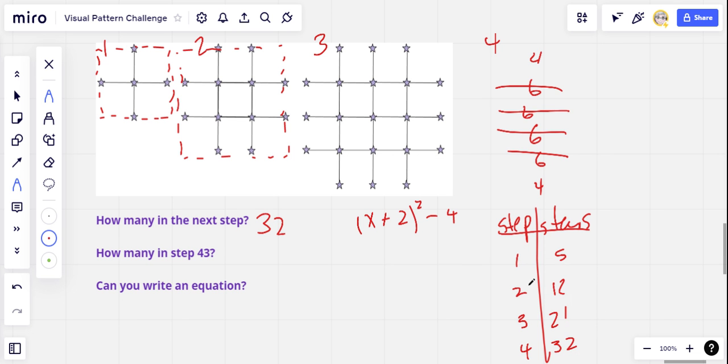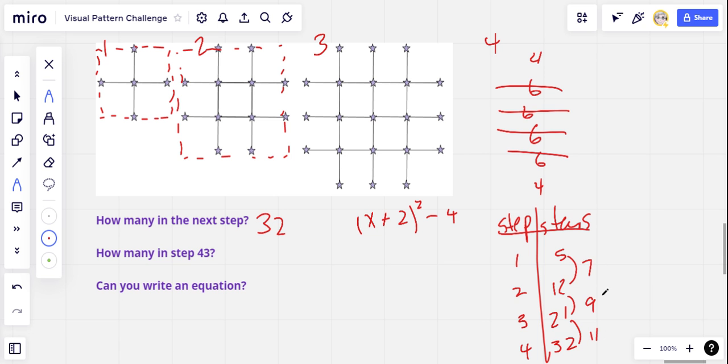So let's go ahead and analyze these by taking the difference between each step. So 12 minus 5 is 7, 21 minus 12, that's 9, 32 minus 21 is 11. We didn't get a constant there, so this is not a linear pattern. That makes sense. We're thinking it's quadratic.